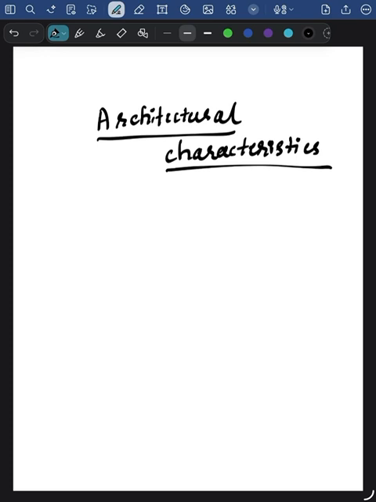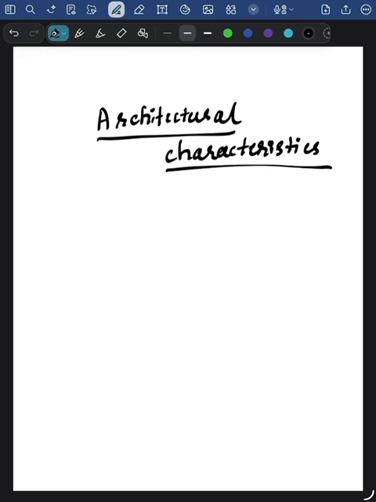So today's focus is on these characteristics which define the non-domain requirements of the system. This is called architectural characteristics. These are not domain requirements. These are capabilities of the system which are out of the domain requirement.